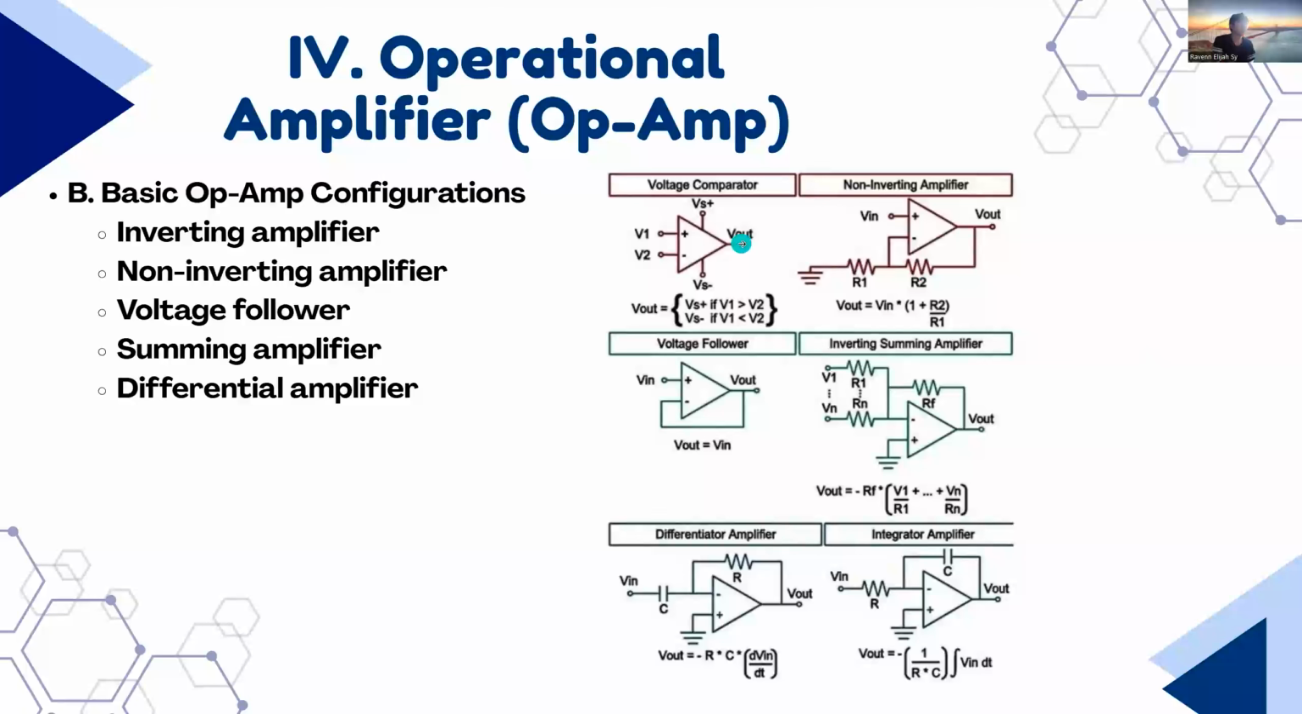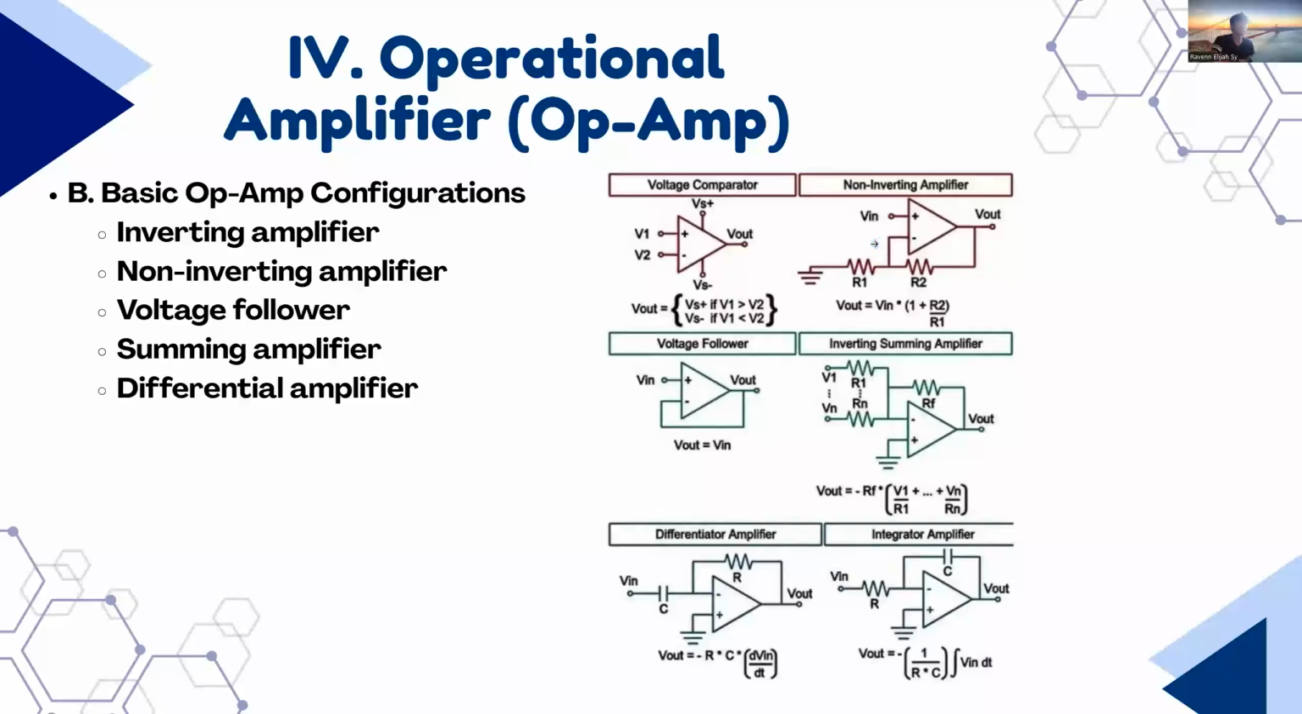Next, the non-inverting amplifier. This is like the inverting amplifier, but the input is fed at the negative terminal there. For the non-inverting, the input is fed at the positive side of the op-amp. The input signal is applied directly to the non-inverting input. The output is in phase with the input, and the gain is always greater than or equal to 1.